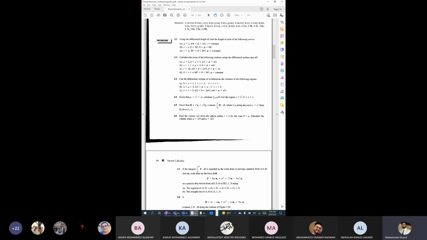Okay, here, question number 1, 3.1, 3.2, 3.3. 3.1 and 3.2: 1 is about dL, 2 is about dS, surface area, 3 is about dV. The question number 3, for example, using the differential length dL, find the length of each of the following curves A, B, C. Which one do you want me to show you the solution? 3.1.